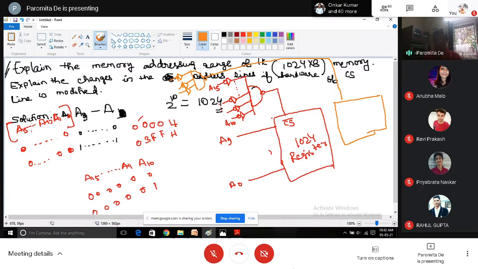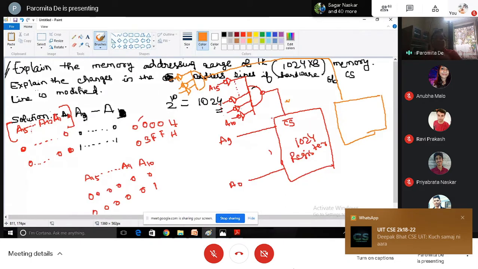Okay, so that is how, by combining the higher order and low order address lines, we can specify the complete memory address, and we can also enable which chip I'm selecting. So that is what they're asking: explain the changes in the address lines if the hardware of the chip select line is modified. So this is your chip select line, the output of this gate. By changing the logic of A10 to A15, you can change the memory addresses that you are going to connect to, and you can change the range of the memory that you are addressing.